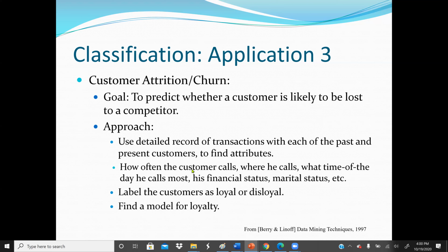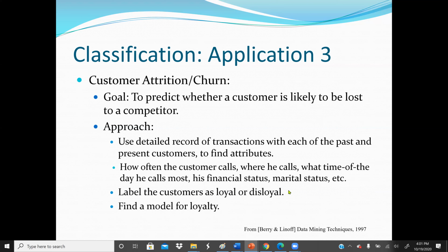Then how often the customer calls, where he calls, what type of day he calls most, his financial status, marital status, etc. We need as much data as we can get about the customer. Then we label the customer as loyal or disloyal. So our goal is to find a model for loyalty.